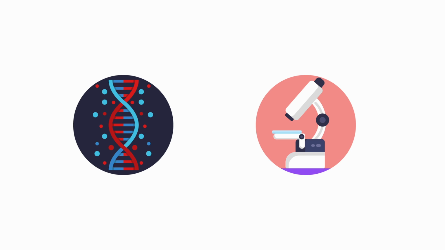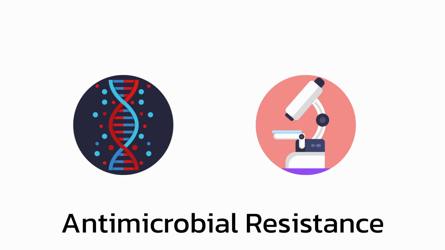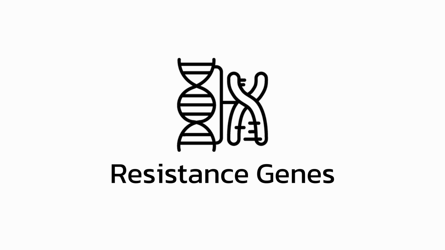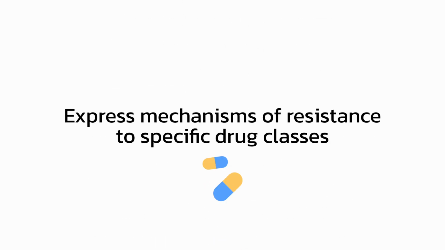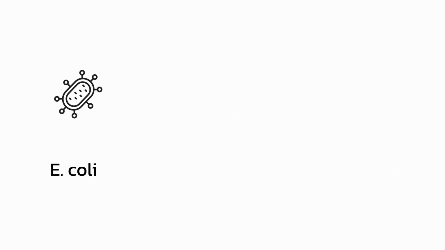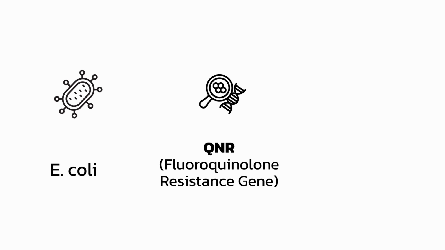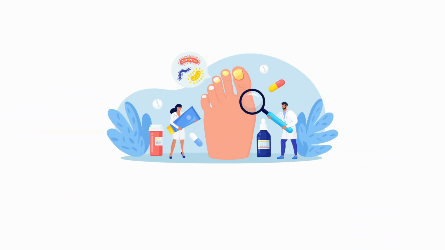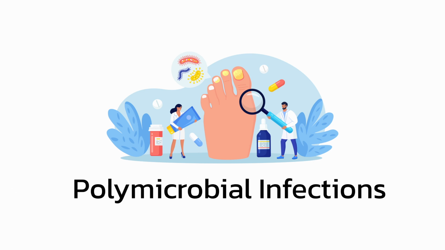Next, PCR and culture differ with how they report antimicrobial resistance. Instead of testing for susceptibility of organisms to specific medications as culture does, PCR tests for the presence of resistant genes. These resistant genes are known to express mechanisms of resistance to specific drug classes. For example, if E. coli is detected along with a fluoroquinolone-resistant gene, this means that a fluoroquinolone is unlikely to be effective and the E. coli is resistant.